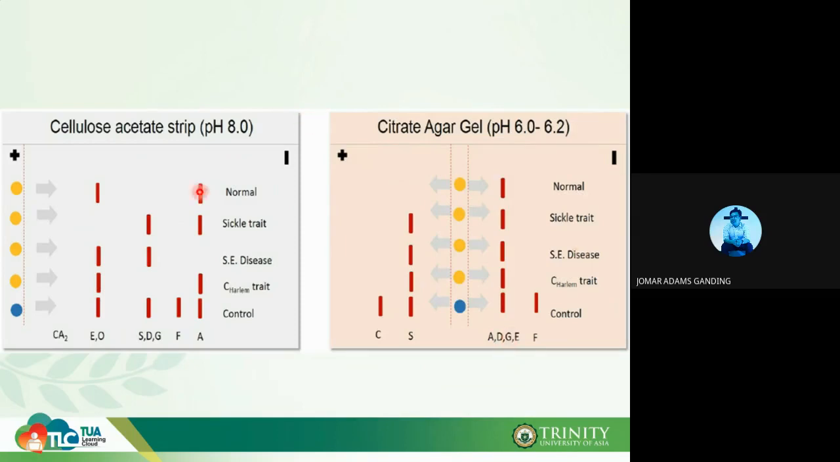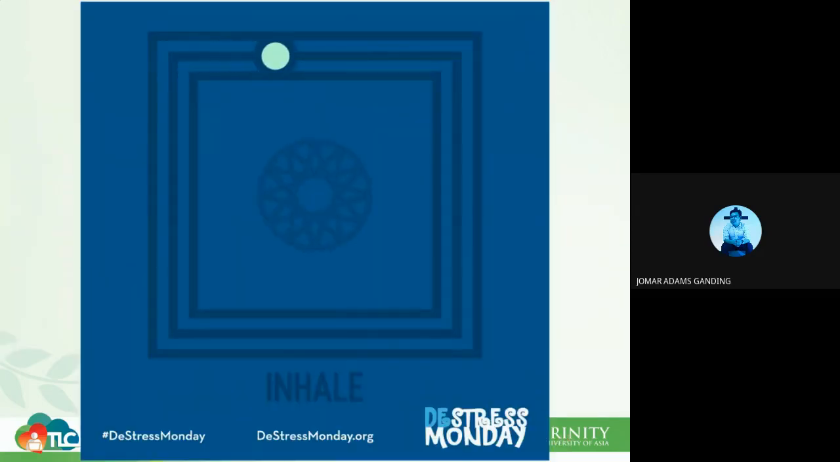Okay? Na hindi mo ma-identify kapag cellulose acetate. Kasi all of them will be migrating in your cathode, okay? So, dito sa cathode, sila nag-migrate kasi negatively charged. So, pare-pareho sila ng position dito. Dito, nahiwalay mo na si S at nahiwalay mo na si D at si G. Okay? So, again, alam ko medyo nakakaano.